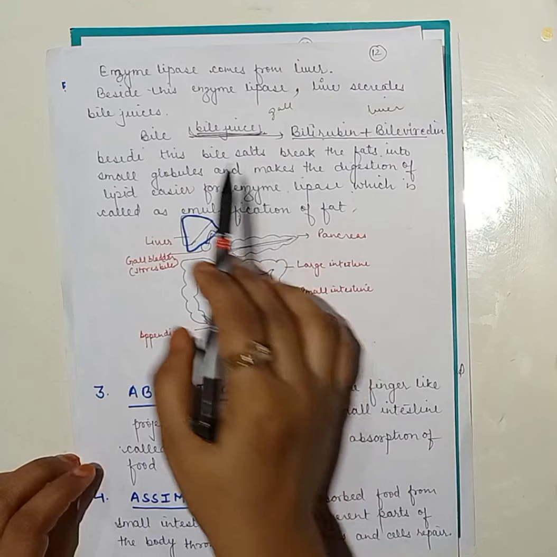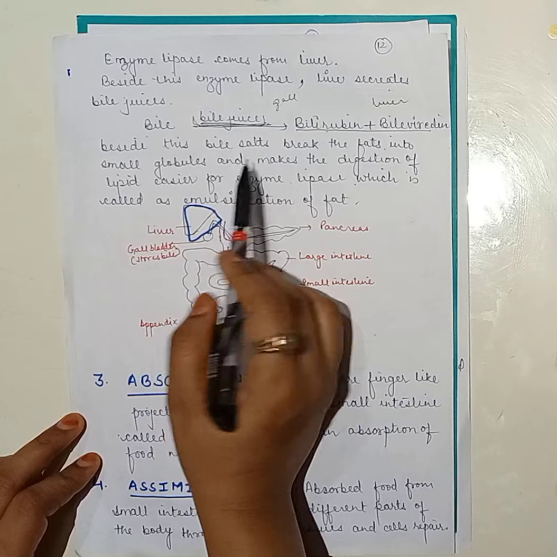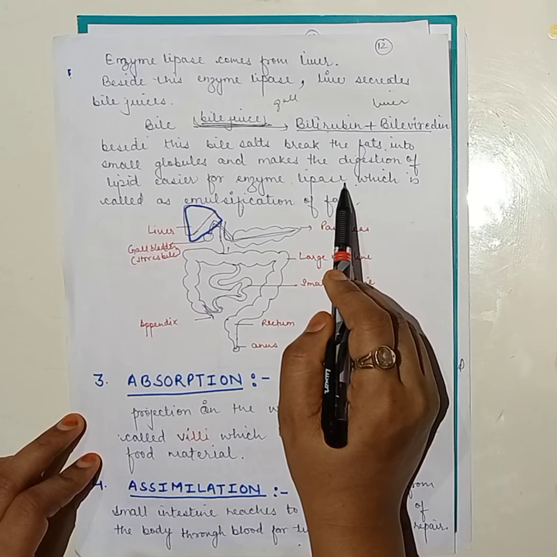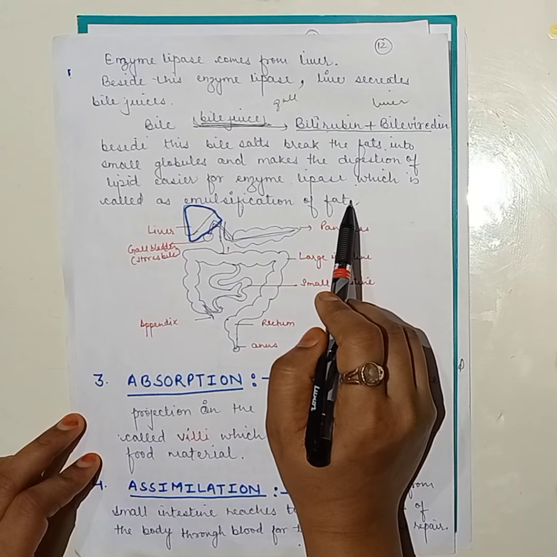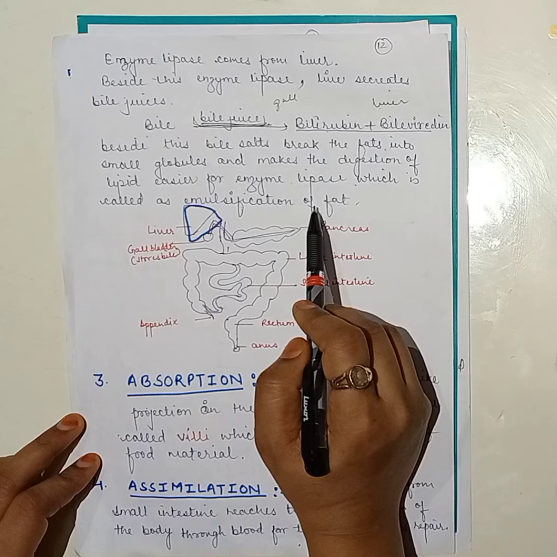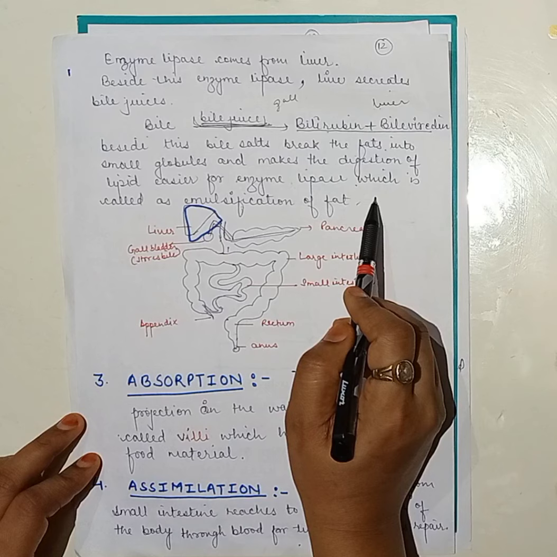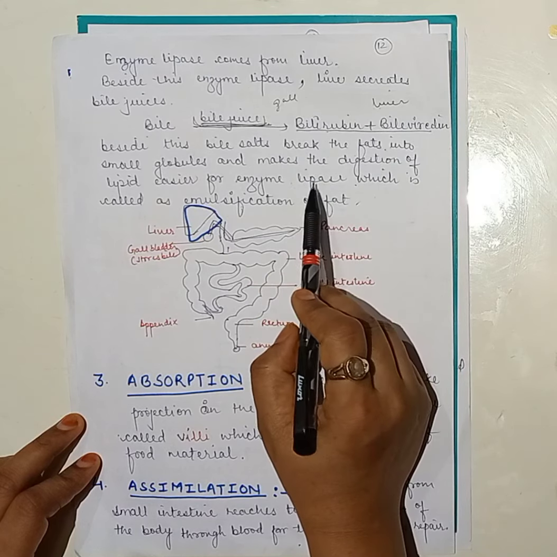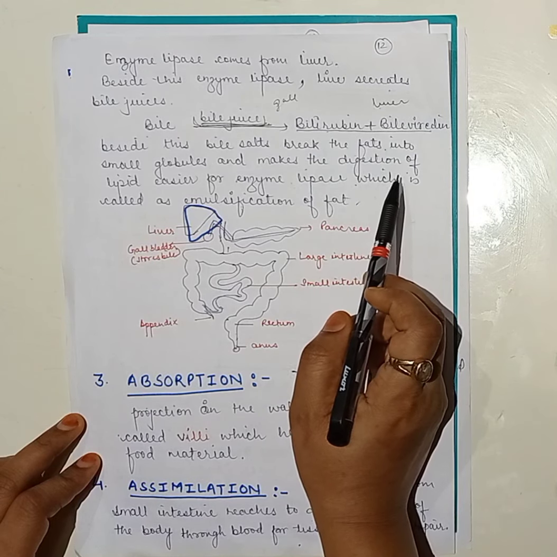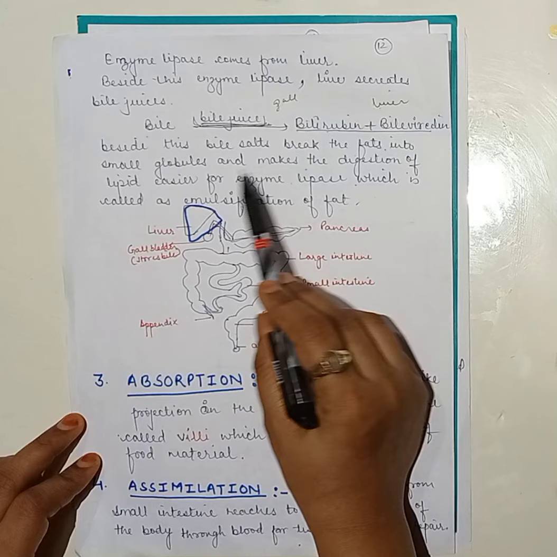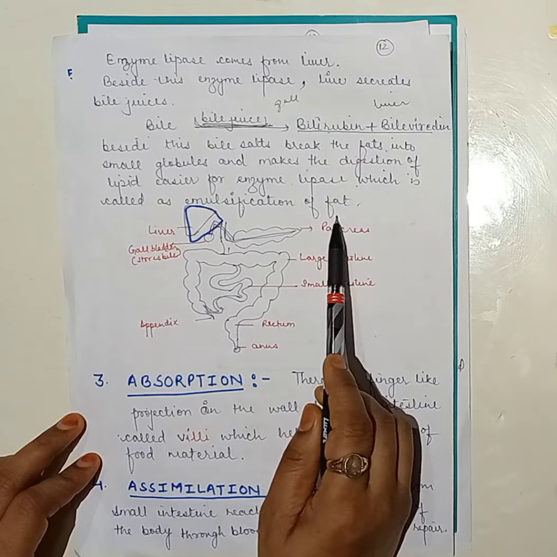If bile juices, as I told you earlier also, are not present, the action of the lipase enzyme will become slightly passive. Emulsification of fat will not be as such complete, right? We can say that enzyme lipase helps in breaking down of fat, but it needs these bile juices also for the complete breakdown or emulsification of fat.